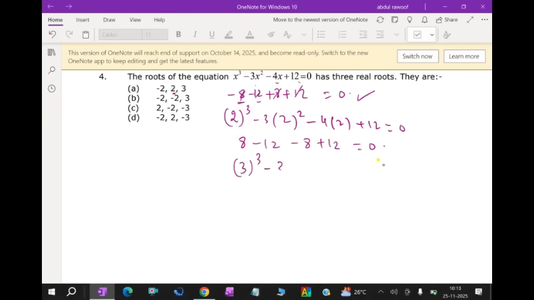3 cube minus 3 into 3 square minus 4 into 3 plus 12. 27 minus 27 minus 12 plus 12. So exactly option A is correct.